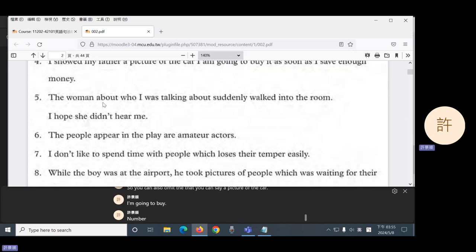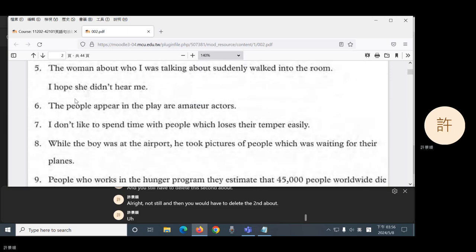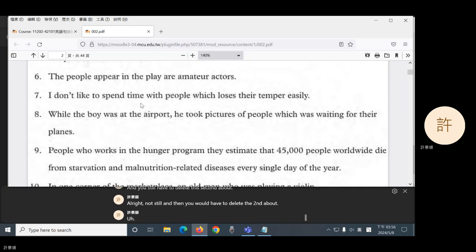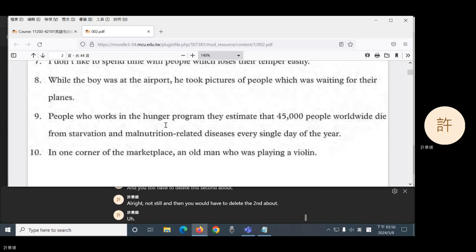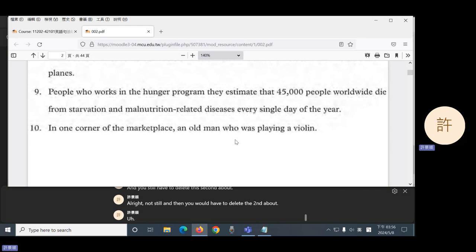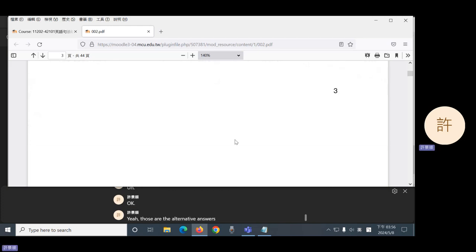Number five, well, last time we said delete the about, the woman who I was talking about. You can also change this to whom, about whom I was talking, and then you would have to delete the second about. Okay, yeah, those are the alternative answers. Next page.